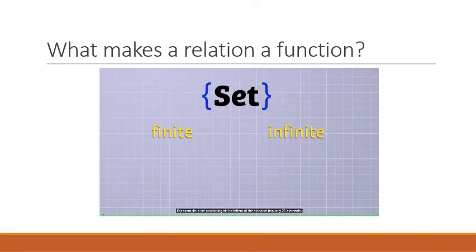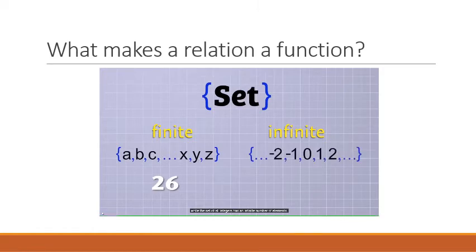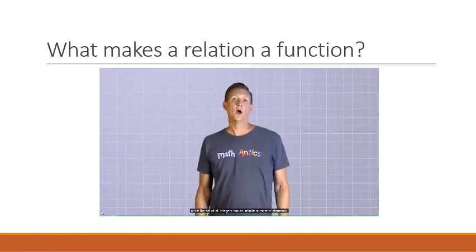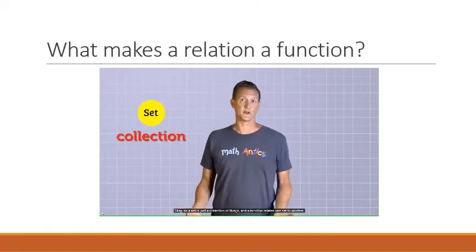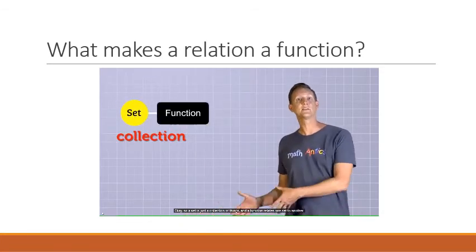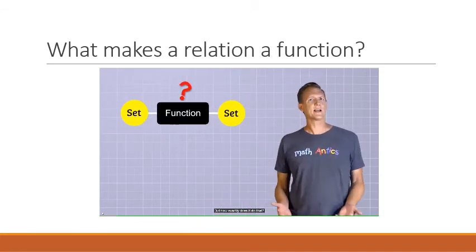For example, a set containing all the letters of the alphabet has only 26 elements, while a set of all integers has an infinite number of elements. Okay, so a set is just a collection of things, and a function relates one set to another. But how exactly does it do that?